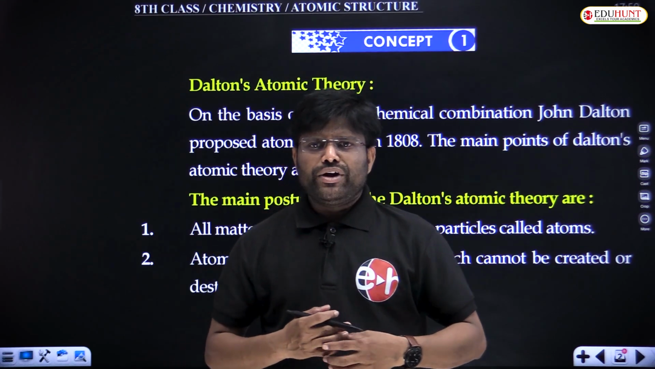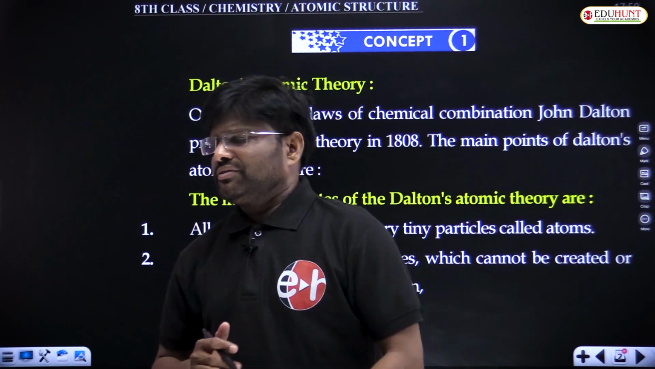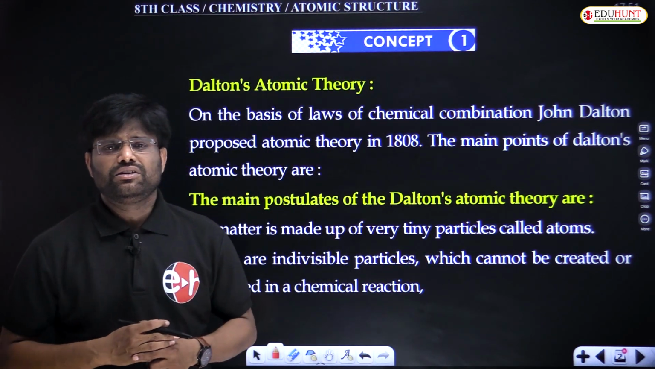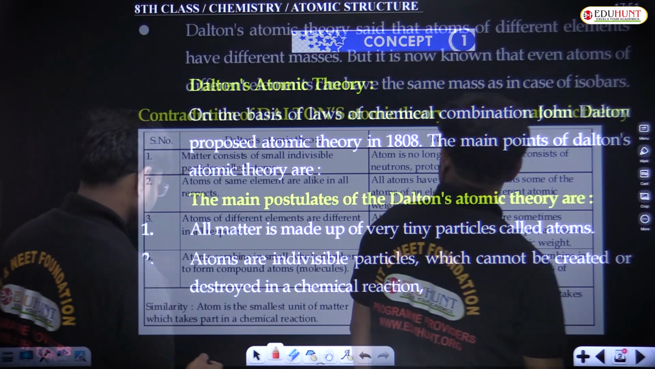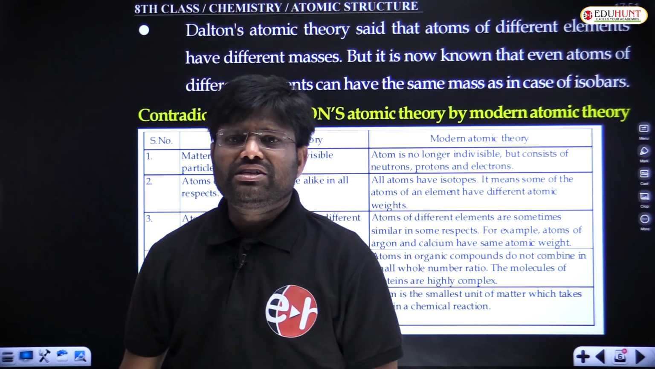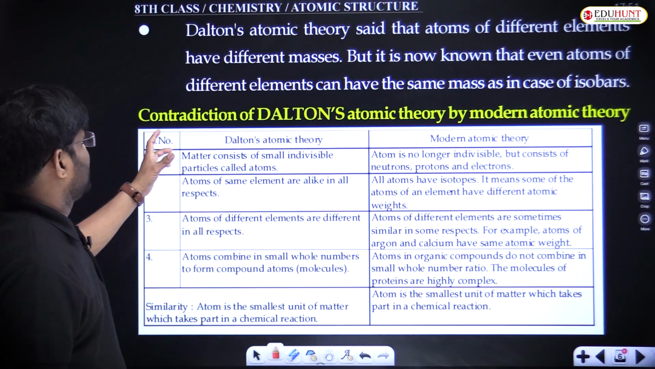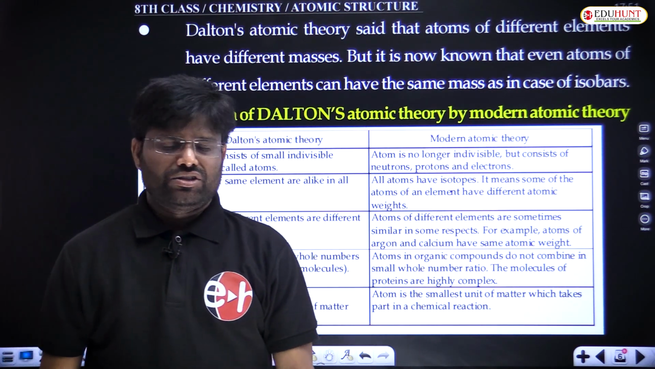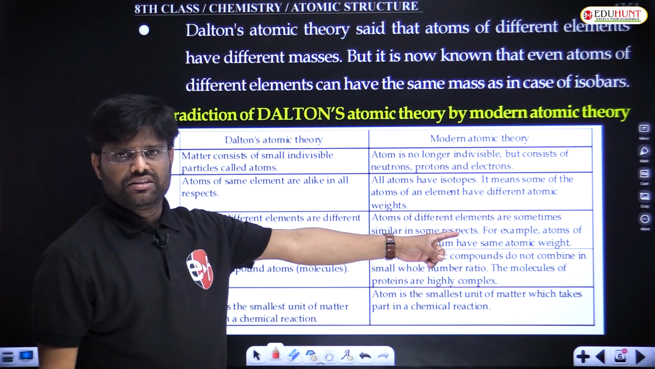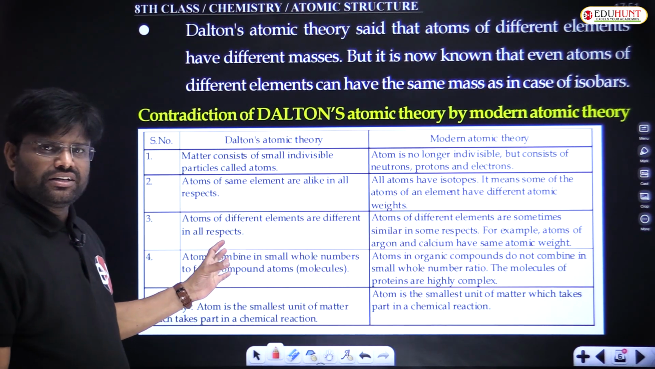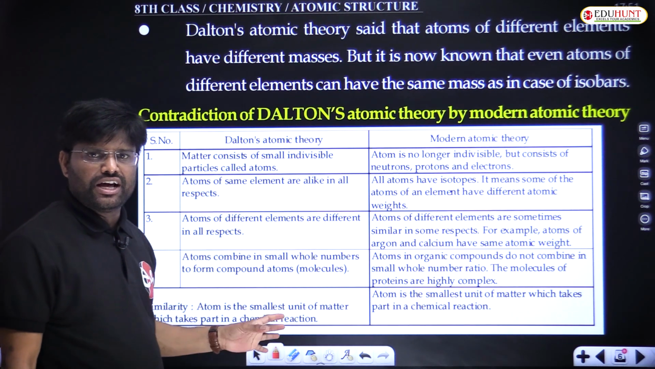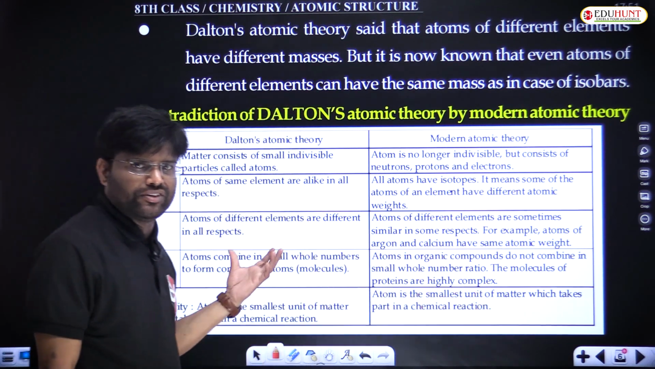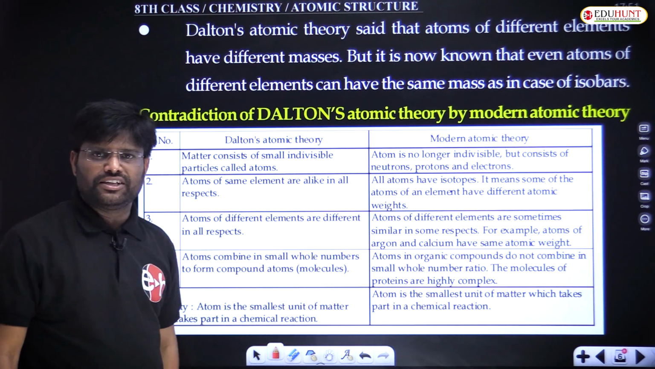So today I am going to explain the difference between the Dalton atomic theory and the modern atomic theory. Let us discuss the differences. This is the modern atomic theory. This is the Dalton atomic theory. I already explained the Dalton atomic theory. Now I am going to explain the modern atomic theory, comparing it with the Dalton atomic theory.